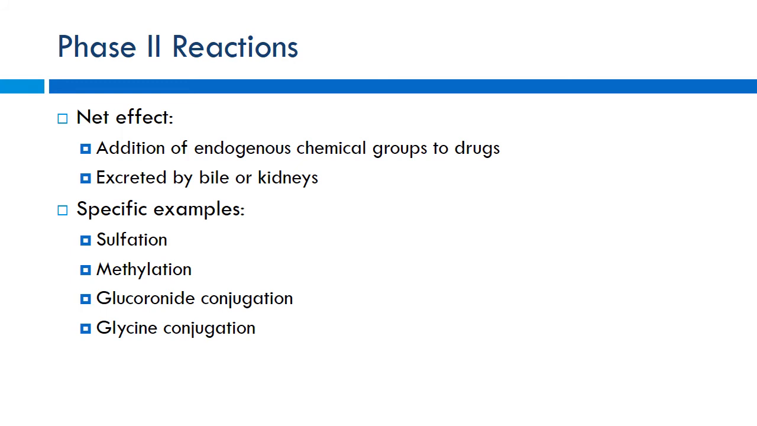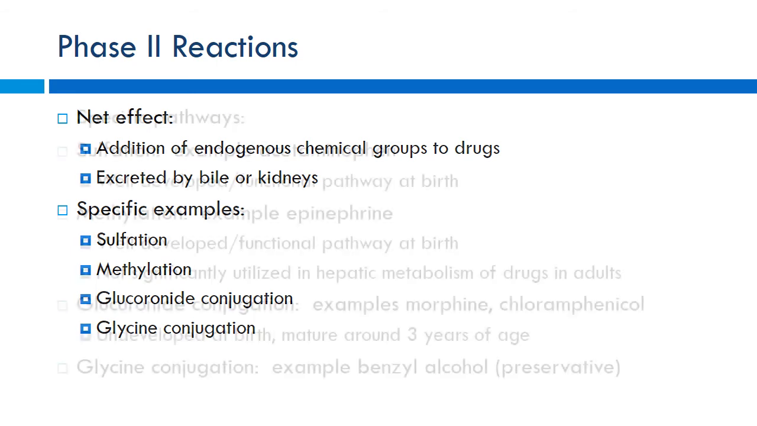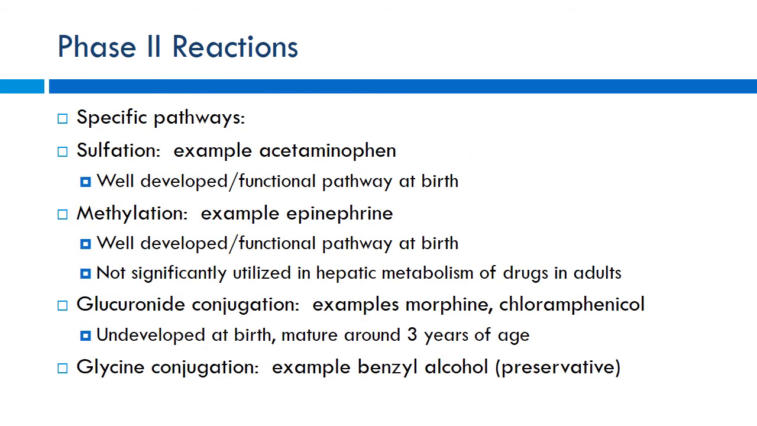And then with phase 2 reactions, you'll just note that, again, we're adding on some sort of functional group onto the drug molecule, usually to be excreted either in the kidneys or potentially in the bile. And this is where we have things like sulfation, methylation, conjugation with either glycine or glucuronide. And so looking at specific pathways, you can find that some of them are not so well developed, some of them will be very well developed. So for instance, with sulfation, metabolizing acetaminophen, we find that at birth it's very well developed, in which case kids can actually tolerate larger doses of acetaminophen than an adult patient could, making them more resistant to things like overdose.